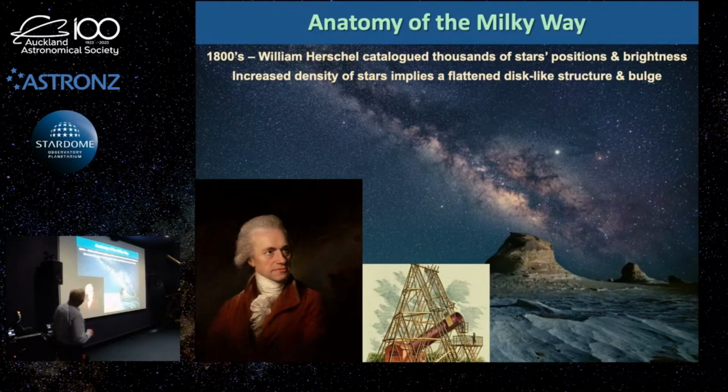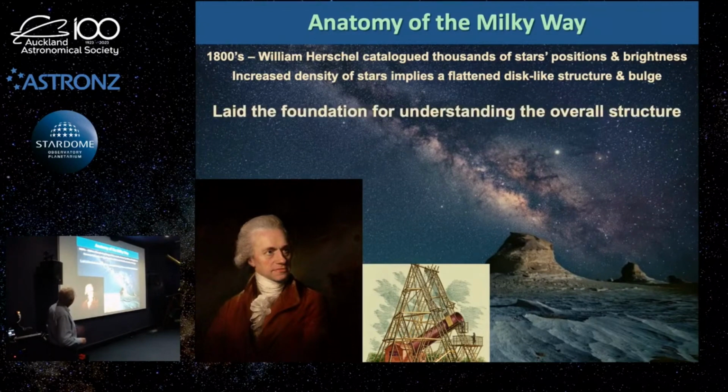And he concluded that there was an increased density of stars in this big flattened disk here with this big bulge in the middle. So they weren't just random stars that happened to look that way. He worked it out. You might think that's obvious to us today, but it wasn't obvious at the time. He was able to deduce that indeed this is the Milky Way here. It's just a flattened disk with a big central bulge. That key thing really laid down the foundation for our understanding of the overall structure of the Milky Way in the future.